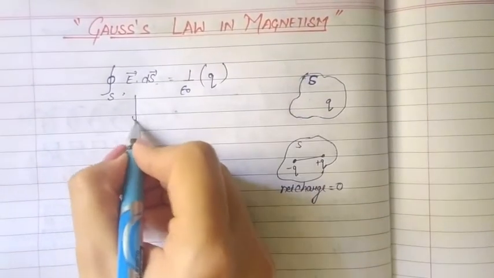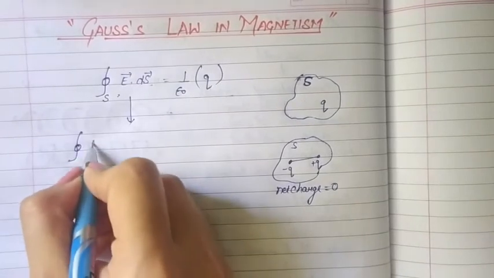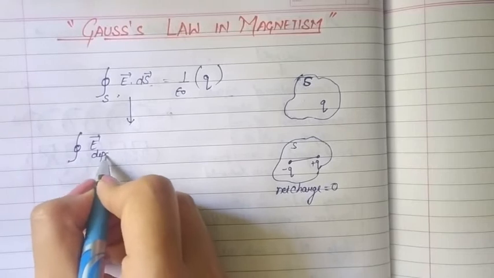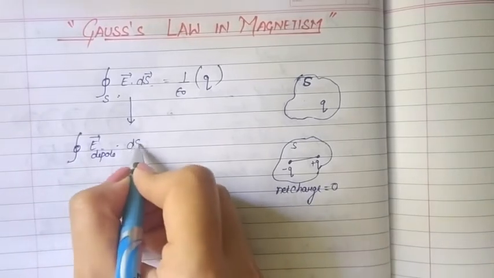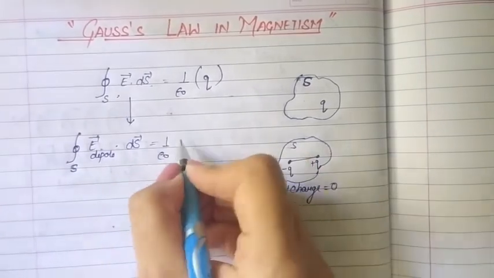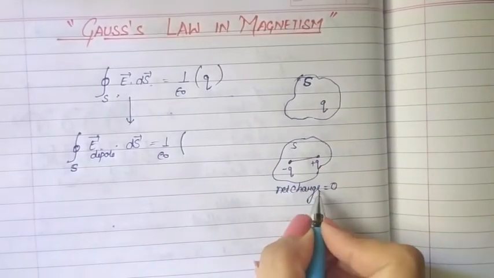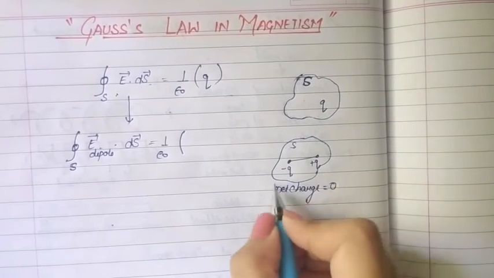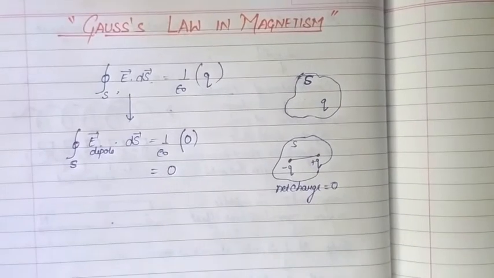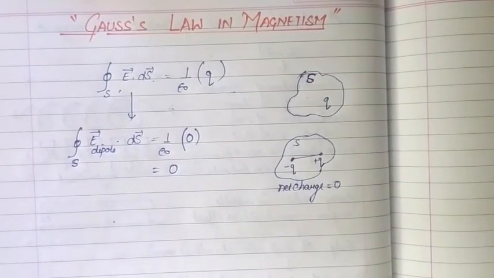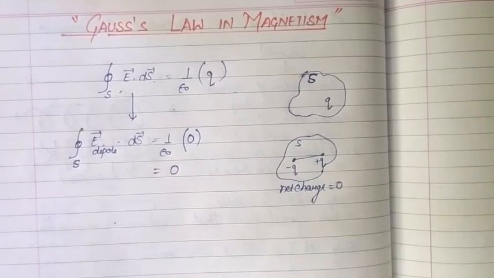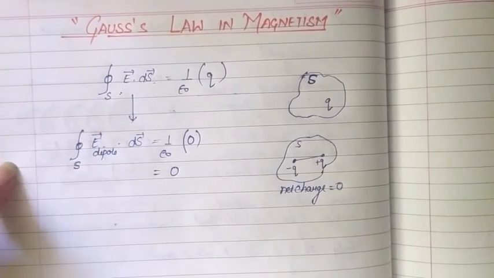Means if we talk about an electric dipole, then in that case the surface integral of electrostatic field over the surface S is equal to 1 upon epsilon naught times the charge enclosed in it. The net charge enclosed in capital S is 0. That means for a dipole, the integral of this electrostatic field over the surface is equal to 0. So this was the Gauss law for a single charge and for a dipole.